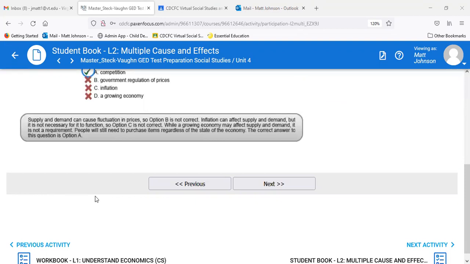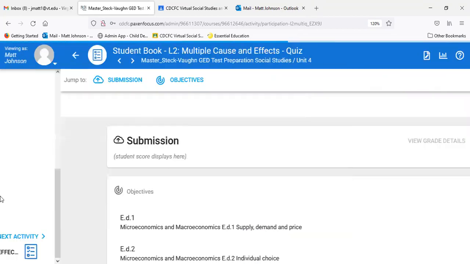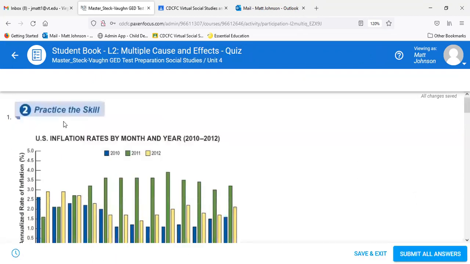And of course, gas is always one that's on people's minds for some reason. So that's a good example to use. All right, so let's go over to the quiz. It's short today. We only got 4 questions on the quiz and 6 questions on the workbook.